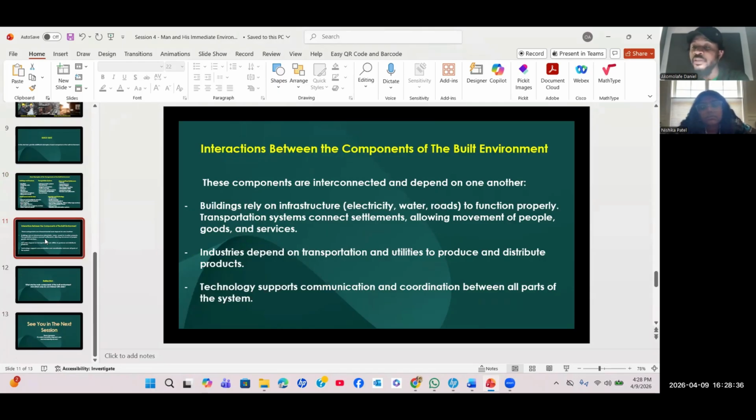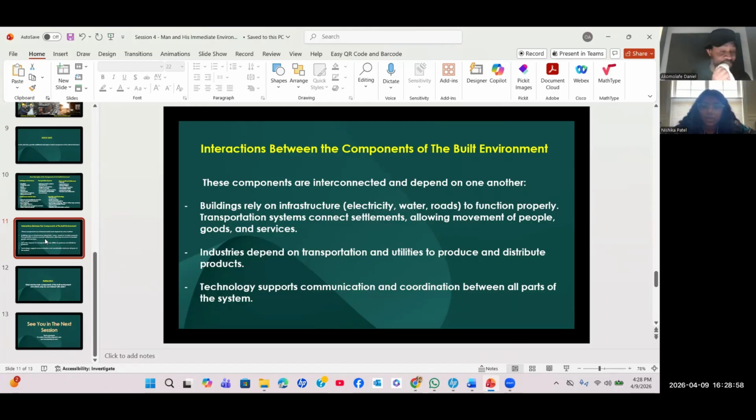So the question is, do you think there is any form of interaction between these components of the natural environment? Yes. You agree with me, right? So can you tell me one of the interactions you think exists between these components of the built environment?